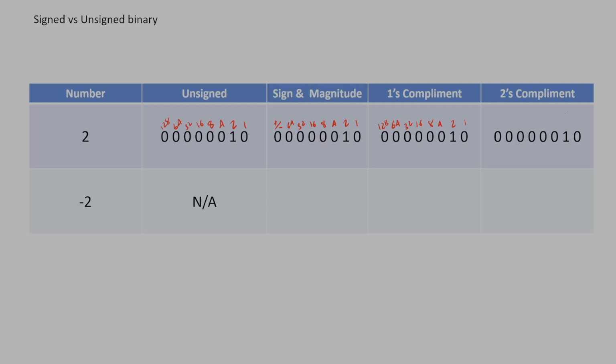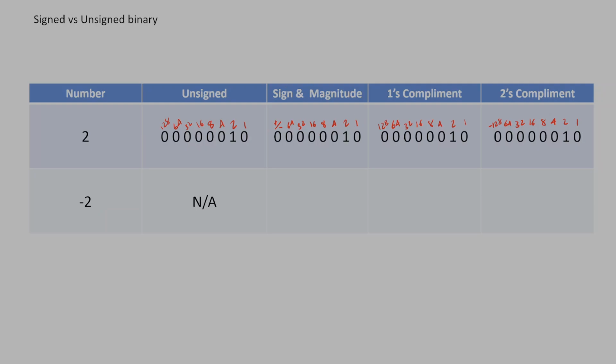Now 2's complement is slightly different still. We have 1, 2, 4, 8, 16, 32, 64. But whatever the most significant bit is, the bit at this end of the number, we turn it negative. So we still put its value in, but we turn that value negative. So let's make this value negative, to -2.